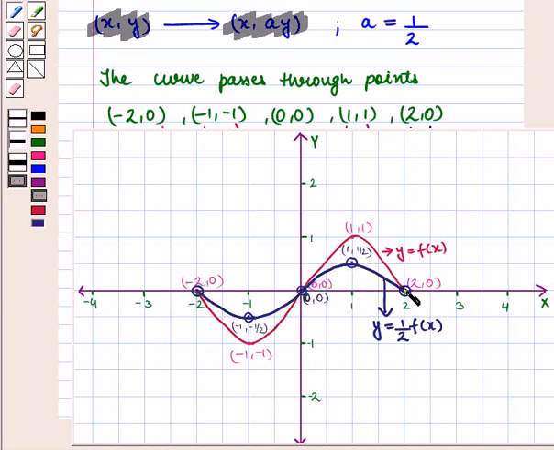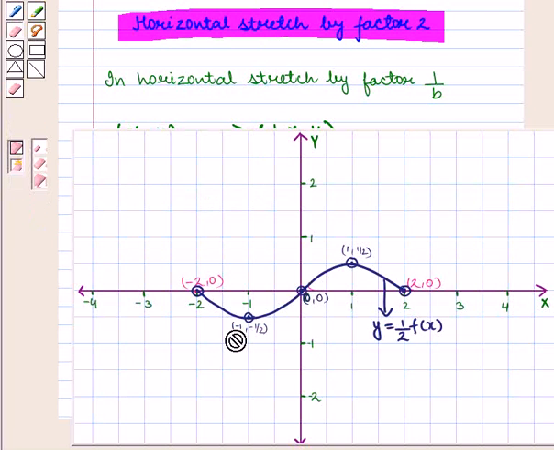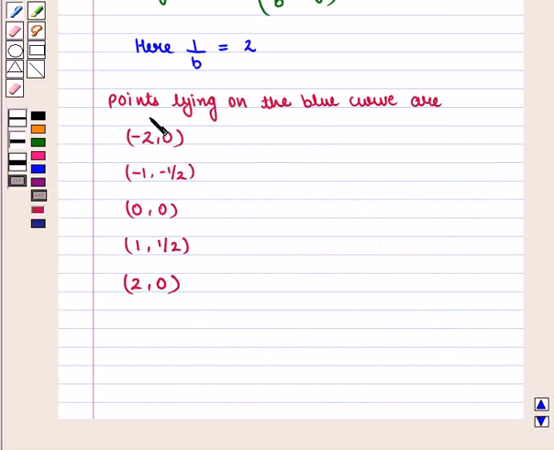Now, we horizontally stretch this blue curve by factor 2. We know that in a horizontal stretch by factor 1 upon b, the coordinates (x, y) are transformed to the coordinates (1 by b into x, y). Here, 1 upon b is equal to 2. Now to obtain the new coordinates of the horizontally stretched curve, we multiply the x coordinates of the points lying on this blue curve by factor 2. Points lying on the blue curve are given by the coordinates (minus 2, 0), (minus 1, minus 1 by 2), (0, 0), (1, 1 by 2), and (2, 0).